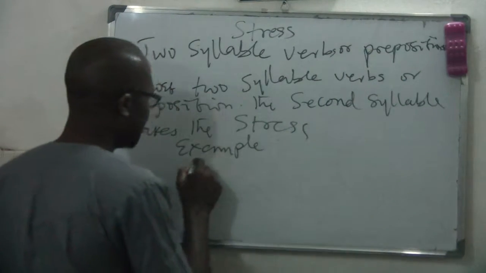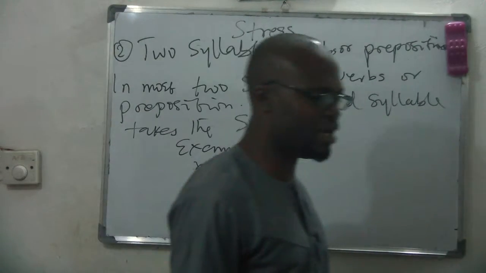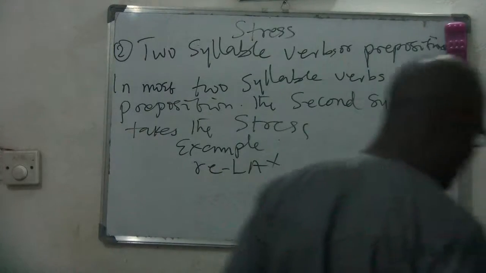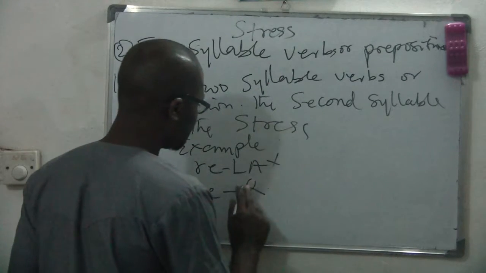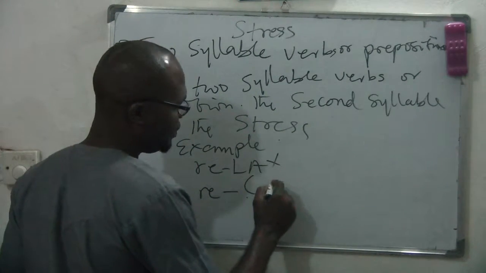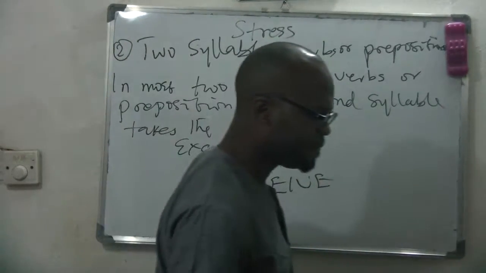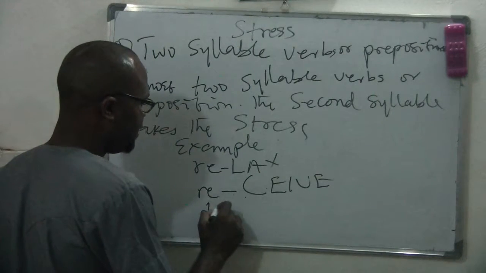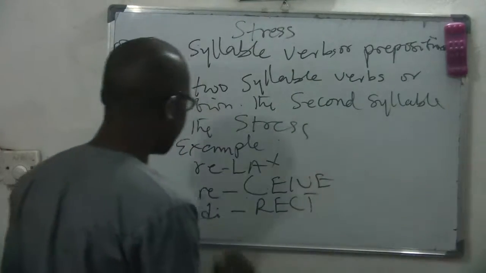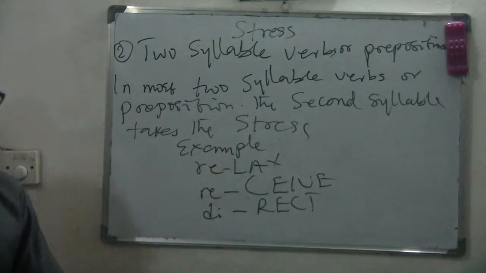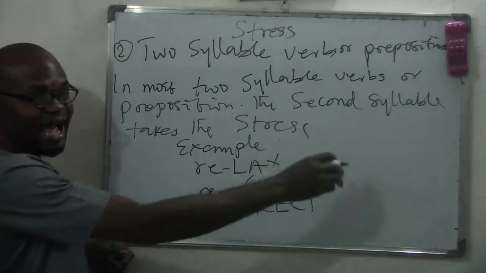Example, relax. Somebody's telling you to relax. Relax, is it a verb or a noun? It's a verb, relax. Another example, receive. Receive. Another example. Please direct him on the right things to do. Direct. Can you see that? Yes. Is that clear? Yes.